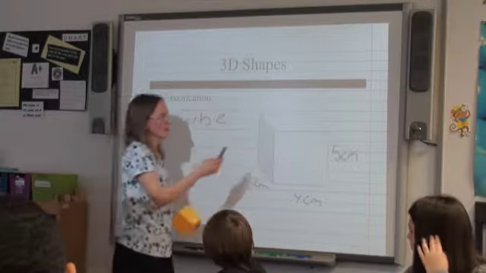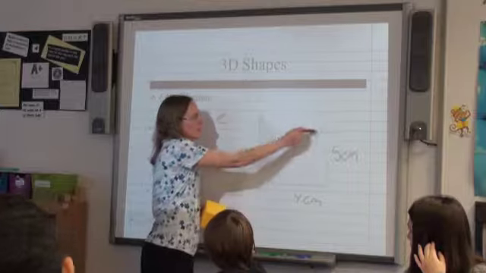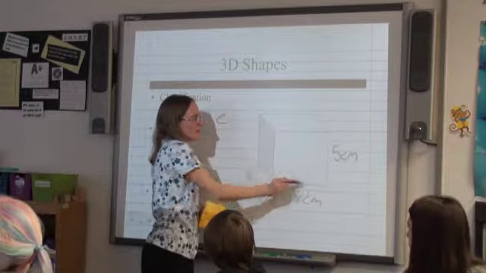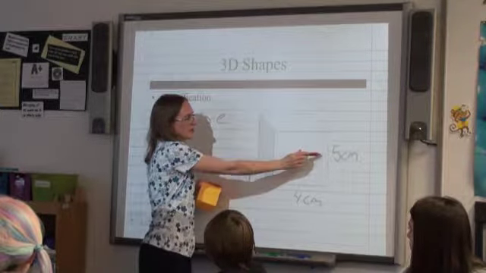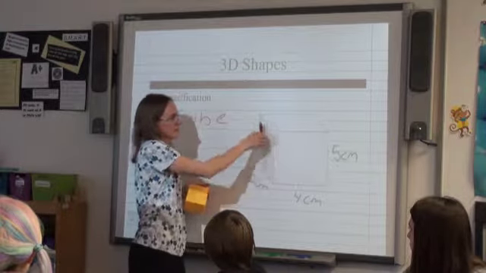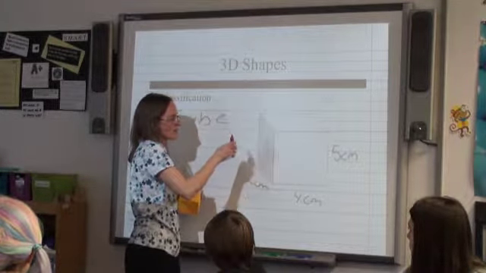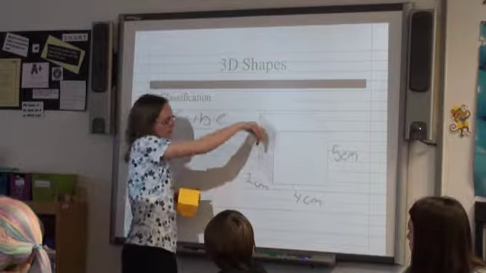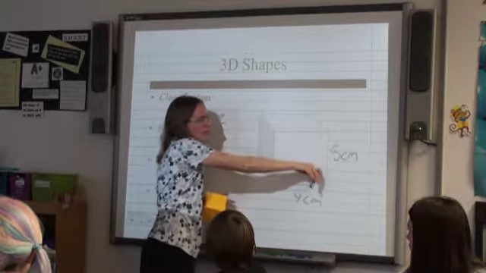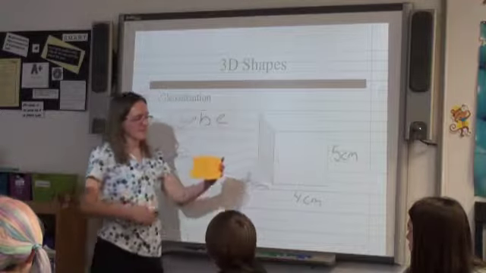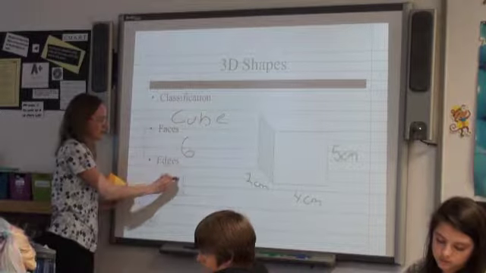12? Should we try to count them? We have 1, 2, 3, and then there's one in the back here. 4, 5, 6, 7, 8, and we have this way 9, 10, 11, and 12. It's kind of like slanted. So 12. We have 12 edges.